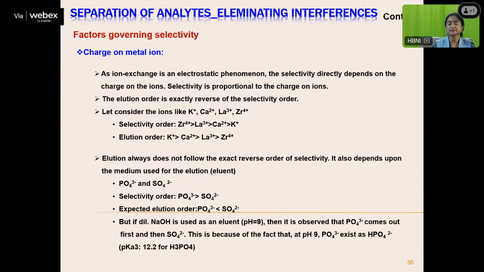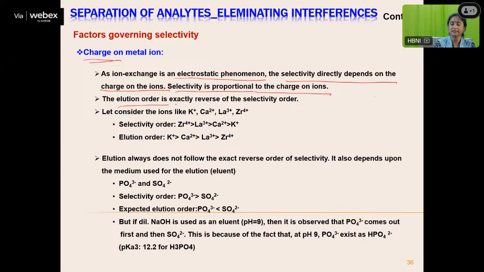Now, what are the various factors governing selectivity? Because as you know, ion exchange can exchange ions. A cation exchanger can exchange cations, an anion exchanger can exchange anions. So in a solution, you may have many cations, many anions. Then how will the selectivity be affected? One factor is the charge on the metal ion. As ion exchange is an electrostatic phenomenon, the selectivity directly depends on the charge on the ions. Selectivity is proportional to the charge on the ions.